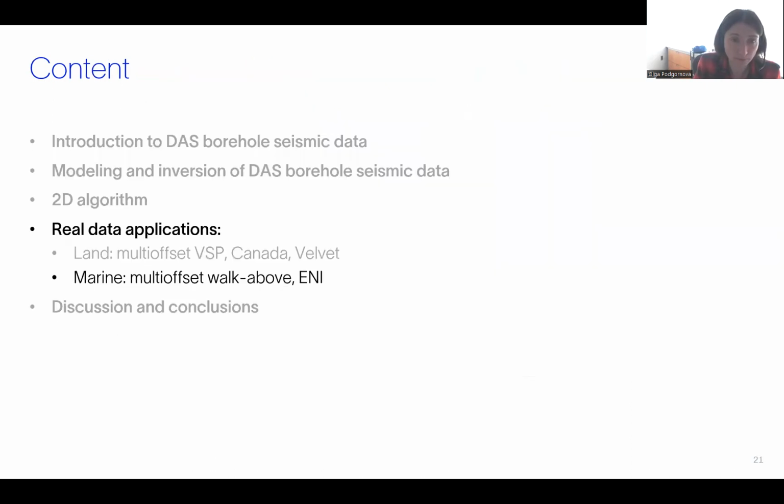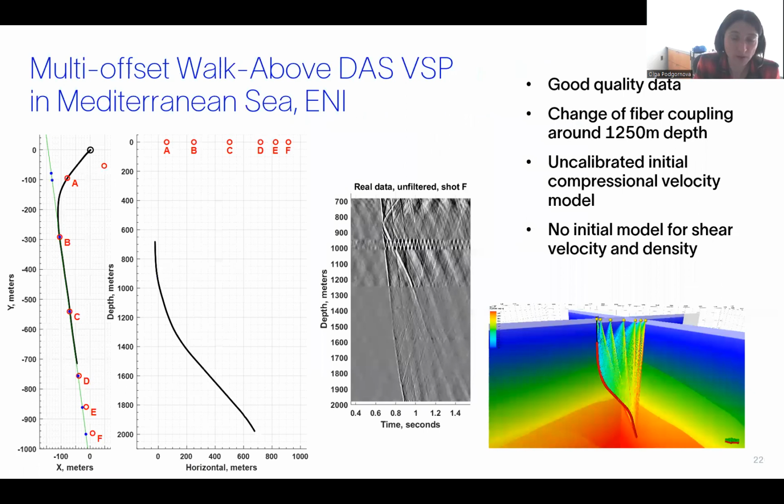Okay. The next example is marine, in the Mediterranean Sea, done jointly with ENI. So here is a deviated well, almost in the same plane, and here the acquisition was like a walkaway line, with the sources close to the deviation plane of the well. So there were several shots. It's again not a real walkaway. This is multi-offset VSP, and we invert 6 of them, avoiding the closest to the wellhead.